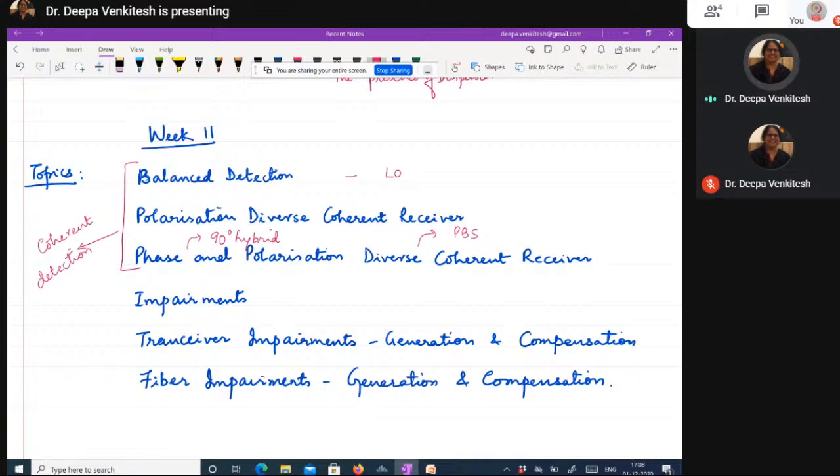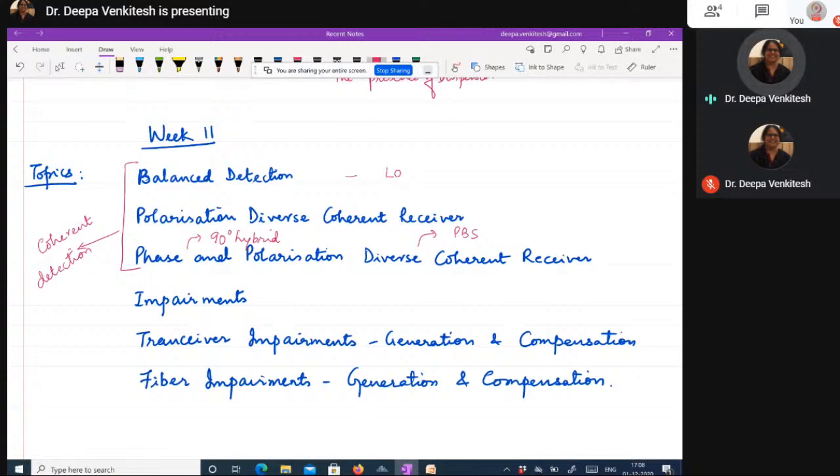So at the output, you will have 4 balanced photodetectors, and you will start digitizing those outputs. And from the digital data, we can calculate the polarization, the phase and amplitude of the input signal. That brings us to the next topic, which is the impairments. When I say impairments, it means the irregularities or the distortions that the signal goes through.